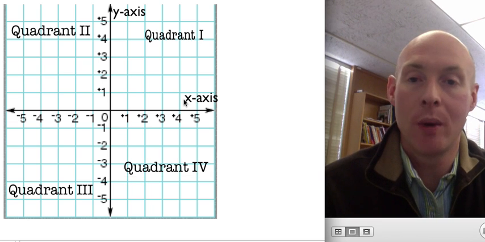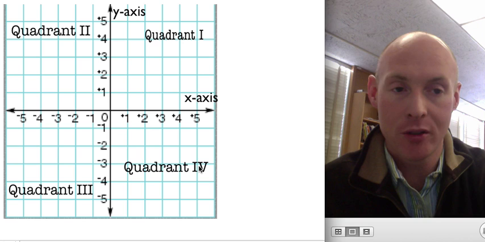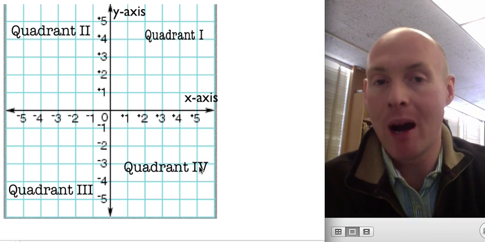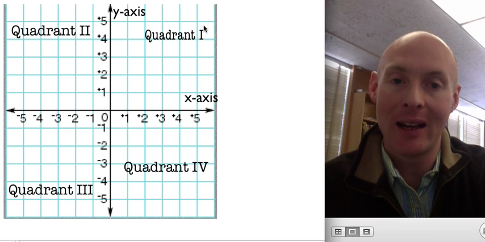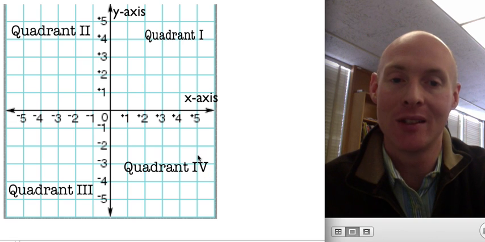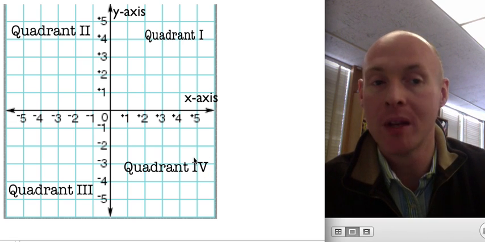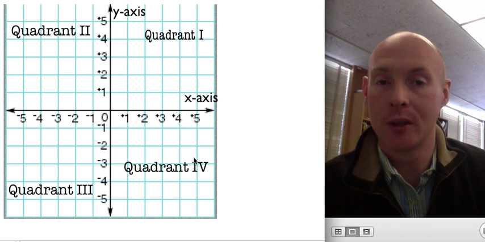Now, one thing I do want to point out is that I used Roman numerals here for quadrants. Typically, that's the way you're going to see quadrants. You're going to see them with Roman numerals. No, that's not an I. That is a Roman numeral 1. Just as that is not an IV, that is the Roman numeral for 4. So, as you write down your quadrants, please write them down using Roman numerals.